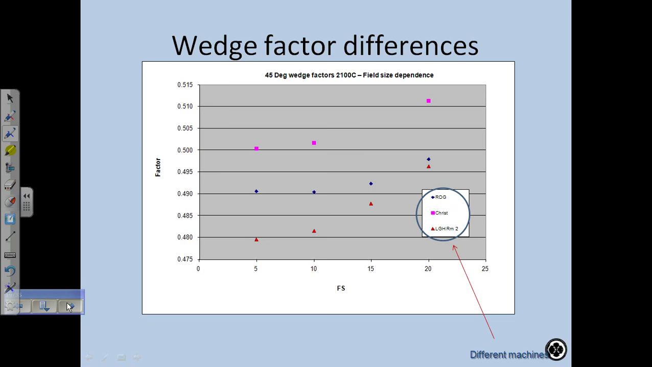Okay, so look, there is a difference between different machines. We're getting 0.48 here, 0.49, 0.5. What's this percent difference here? 2 out of 5. It's not much. It's really small. So a very small difference between the three, but there is a difference, meaning that you shouldn't use a stock set of wedge factors for a machine. Like if your buddy gives you wedge factors, you shouldn't use those to calculate monitor units. You should use the ones that you measure on your particular machine. Okay. So just the point I'm making is that wedge factors change from machine to machine.